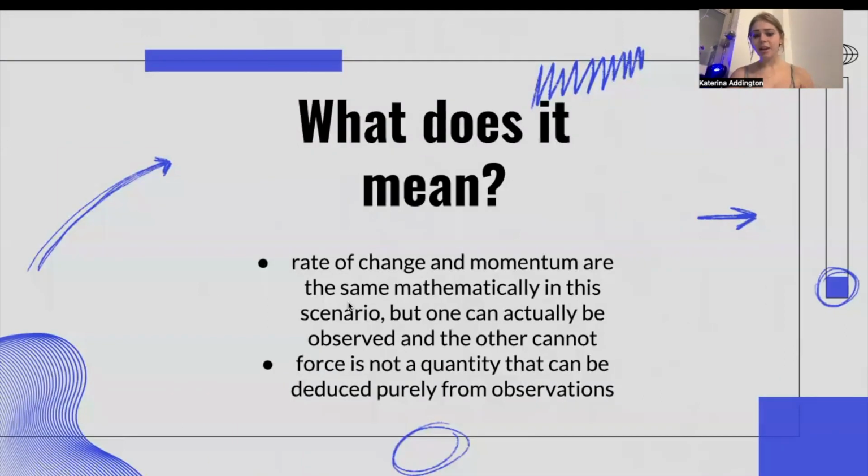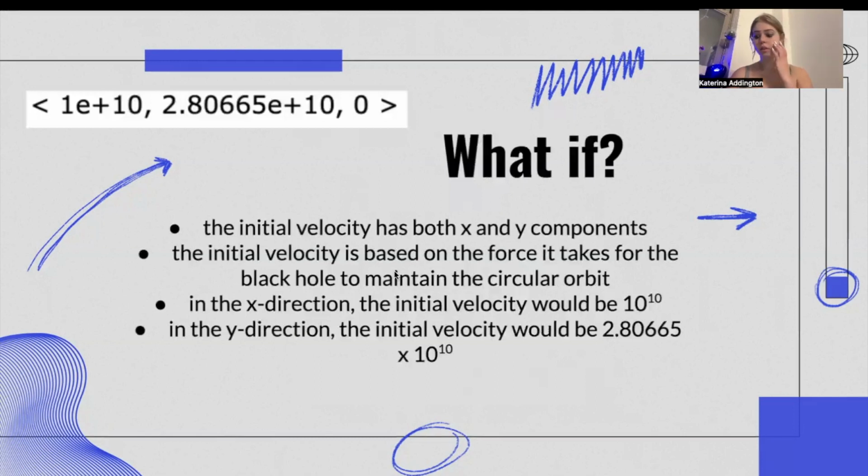So what does this mean? The rate of change and momentum are the same mathematically in this scenario, but one can actually be observed and the other cannot. Force is not a quantity that can be deduced purely from observation, so to compute the change in momentum over change in time, we need mass, velocity, the time interval, and then the net force sums all of the forces acting on an object, which are more challenging to observe.